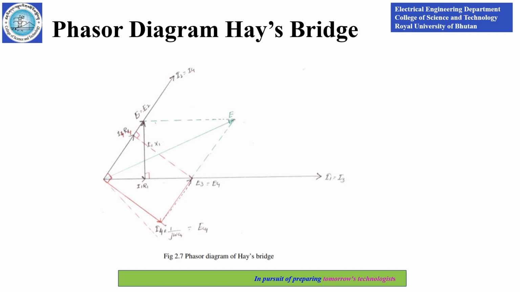The current I2 flows through the arm CD and produces the I2 R4 voltage drop across the resistance, and I2 over omega C4 voltage drop across the capacitor C4. The capacitor voltage lags the current by 90 degrees. The voltage drops across the capacitor C4 and resistance R4 give the total voltage drop across the arm CD. The sum of the voltages E1 and E3, or E2 and E4, gives the total voltage drop E.